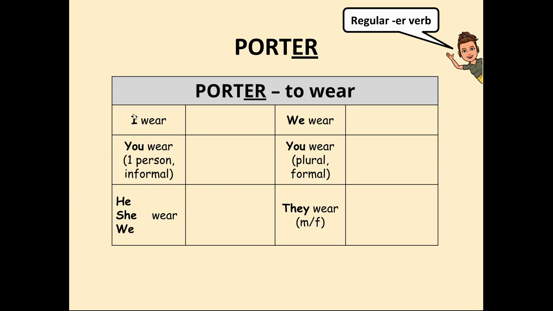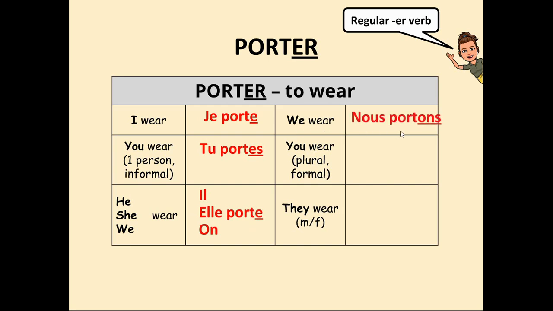So to say I wear, you can say je porte with an E at the end. You wear, if you're talking about one person, it's informal. You're going to say tu portes, with an es. He, she, or we wear. You're going to say il, elle, or on porte with an e. We wear, another way of saying it would be nous portons. So you might be talking about in my school we wear, for example.